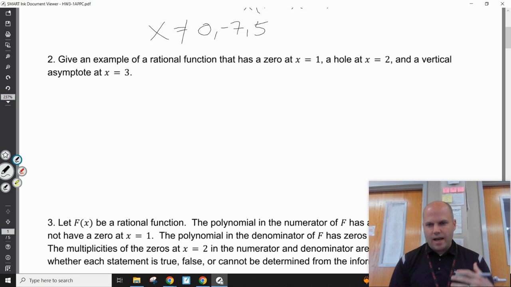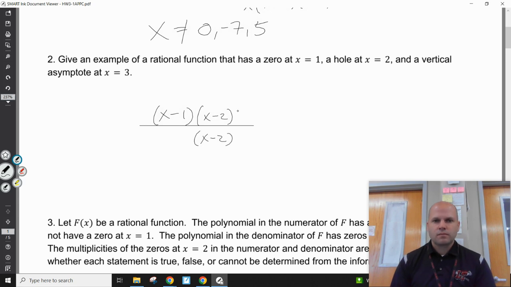Okay, and when we start looking at numerators and denominators, we realize, if you have everything factored and you have a zero, you're going to see that factor like x minus 1 in the numerator. You'll get 0 in the numerator when you plug in 1, and you'll get a number, hopefully, in the denominator if you plug in 1. A hole at 2 means you're going to have that factor x minus 2 in the numerator and the denominator. Because if I plug in 2, I'm going to get 0 over 0. Boom, I have a hole. And then we have a vertical asymptote at x equals 3. That means the factor x minus 3 will occur once and just in the denominator.